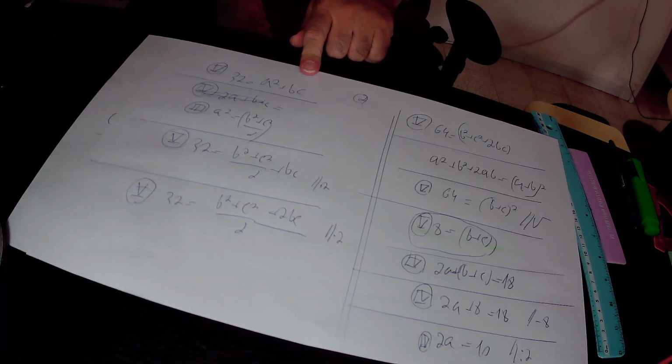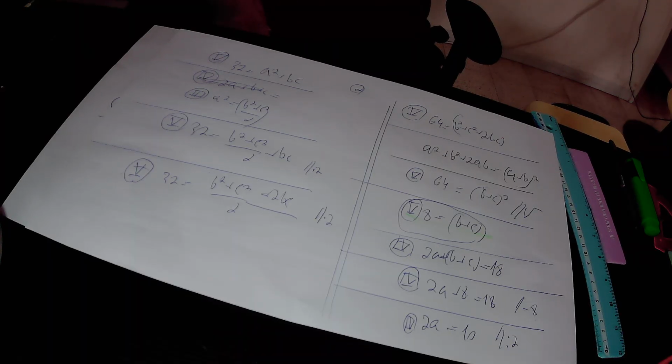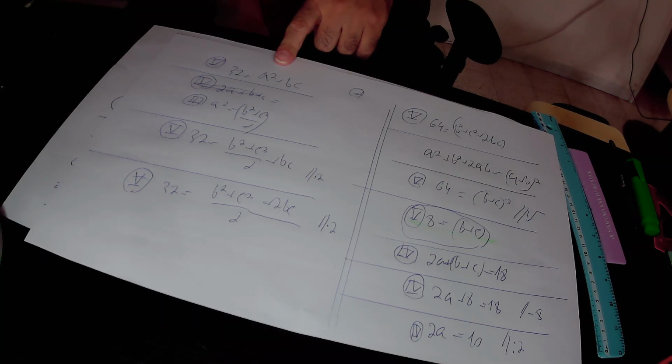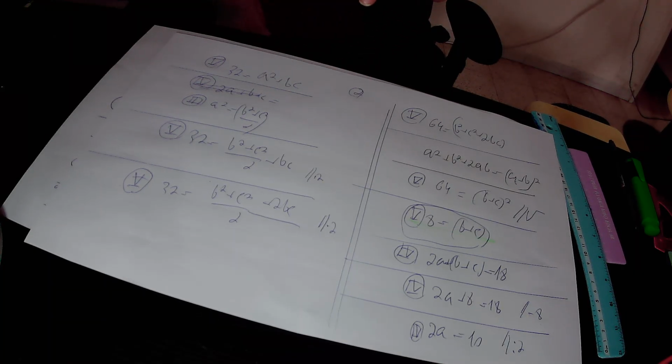But according to equation 5, A squared equals B squared plus C squared over 2. So we can substitute A squared in this equation by B squared plus C squared over 2. We did it, and we found out that 32 equals B squared plus C squared over 2 plus BC.